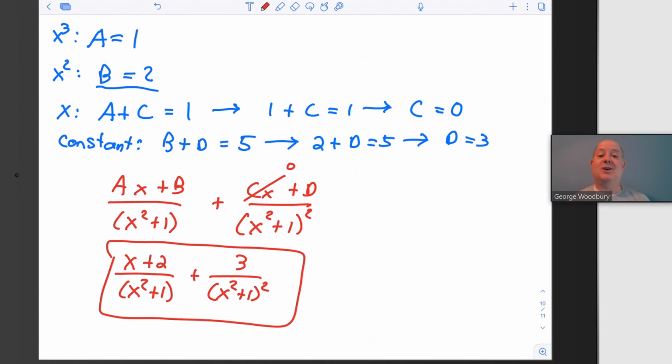Pretty neat, huh? All right, so there's the partial fraction decomposition, an example where we had a repeated quadratic factor in the denominator. That's it for this section. I'll see you in the next section.